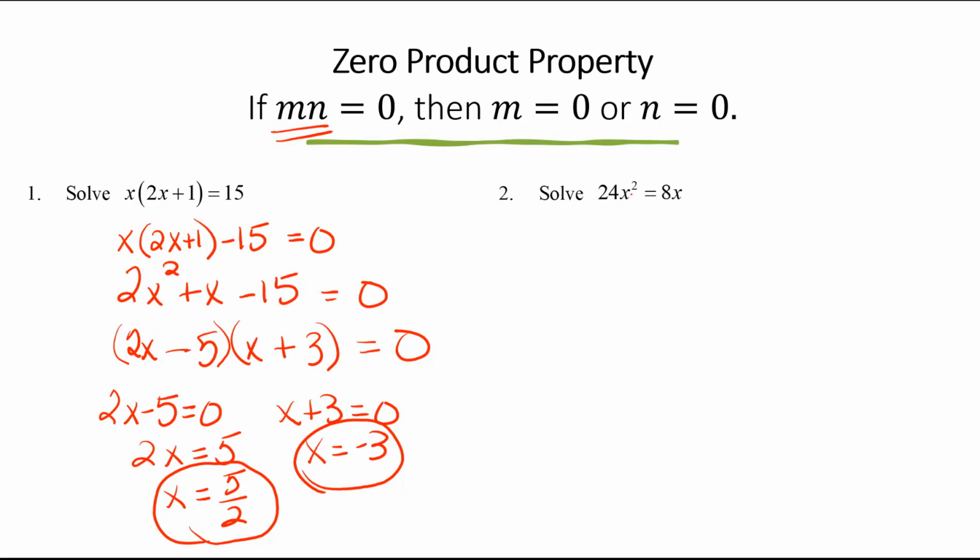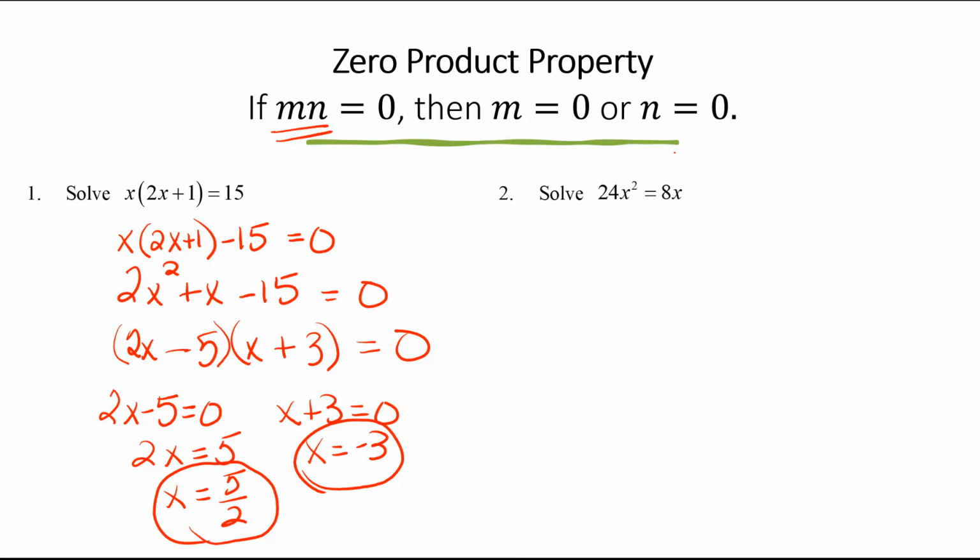Okay, so this equation, 24x squared equals 8x, you might think, oh look, I can solve it. I'll divide both sides by 8x, and I'll get 3x equals 1. And then I'll get x equals 1/3. Well, guess what? A quadratic equation has two solutions, and you only got one of them. And the reason is because you divided both sides by x, and you don't even know what x is. If x is 0, you can't divide by it. So you can't do that. That is why we need to use the zero product property to solve this equation.